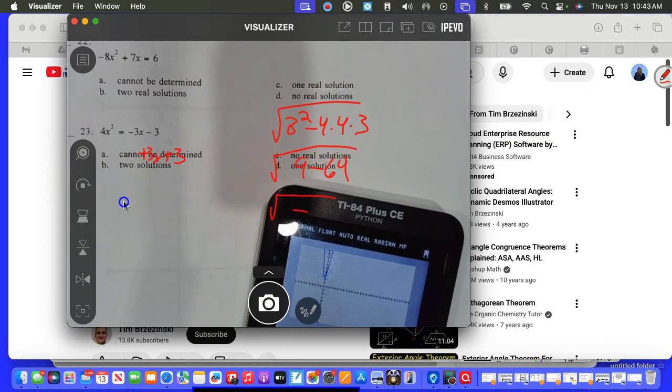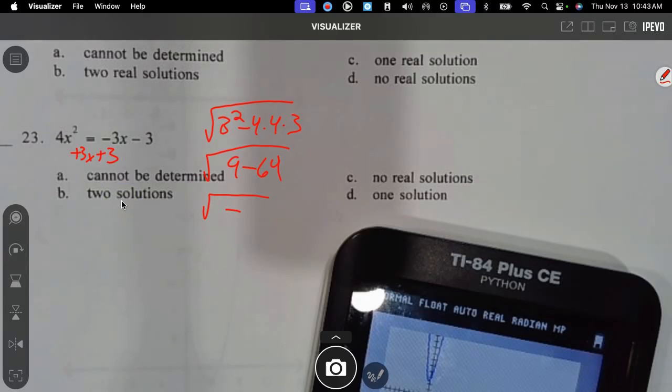Wait, why did you change this? Because they have to be all on the same side. It has to be 4x squared and it has to be equal to 0. So you have to move them and they become the opposite.